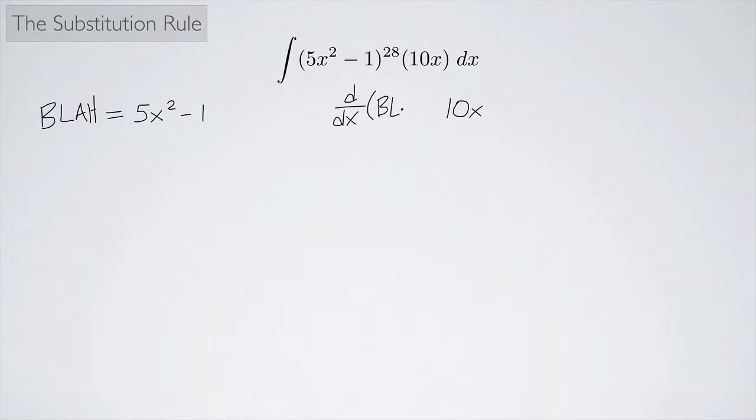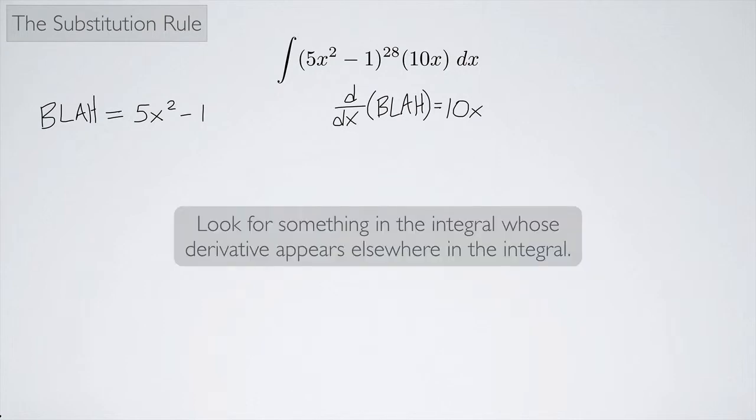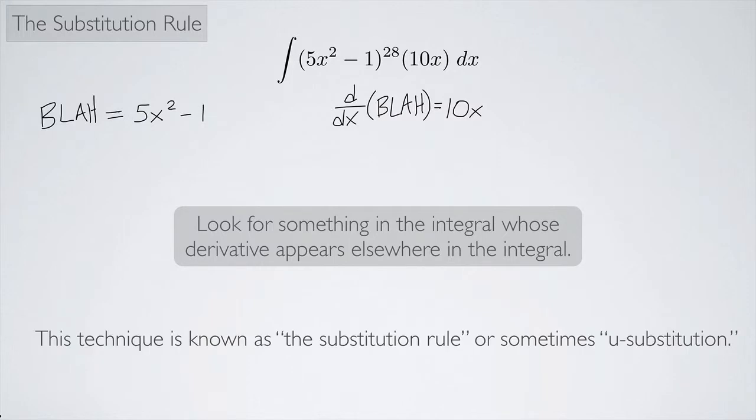Whatever that blah thing is, we need to have its derivative somewhere in the integral. And when that happens, then you can use this very clever rule, the substitution rule. So we want to look for something in the integral whose derivative appears elsewhere in the integral. And when we can find something like that, then we can use the substitution rule, or sometimes people call it a U-substitution.